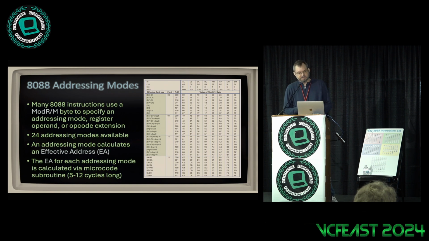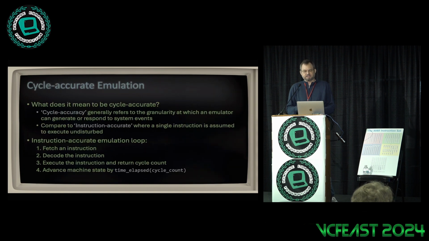There's a lot of data on here. You don't need to know all this. The main thing is that these green 24 different indirect addressing modes, they're all implemented with microcode, and they all have a slightly different microcode program. That means that all your instructions take a variable amount of time to execute depending on the addressing mode. So that's fun to emulate.